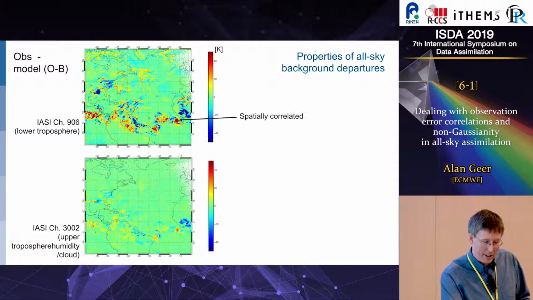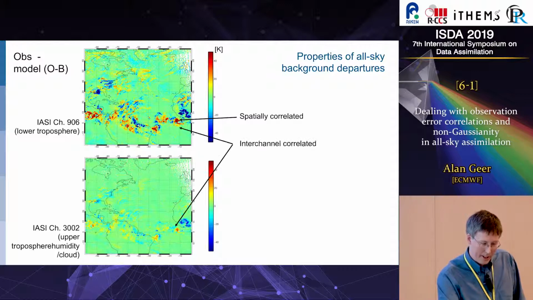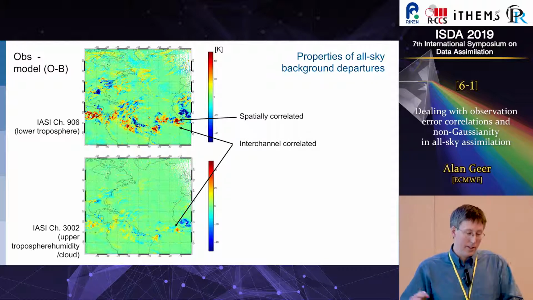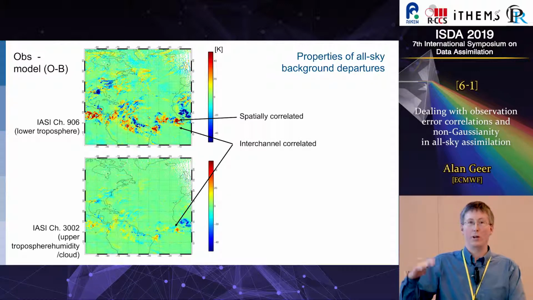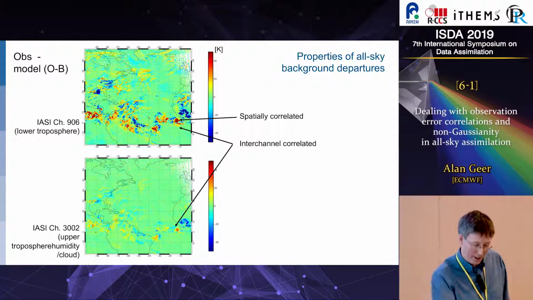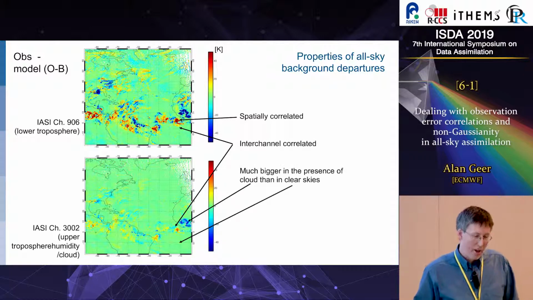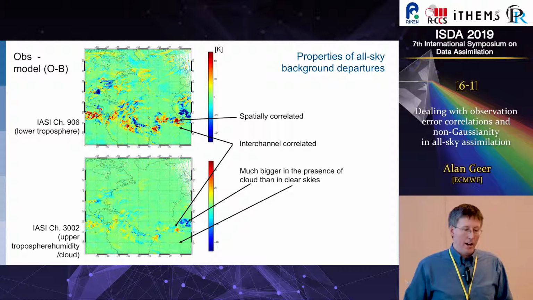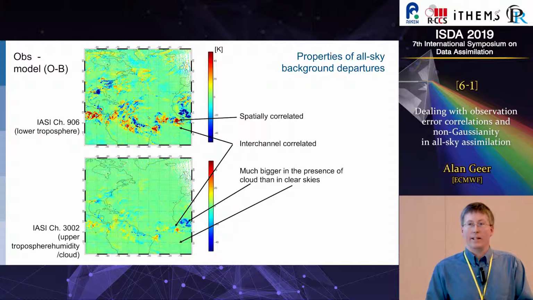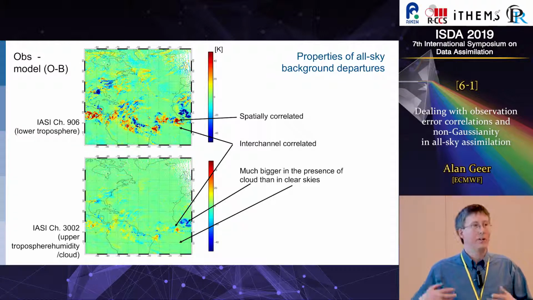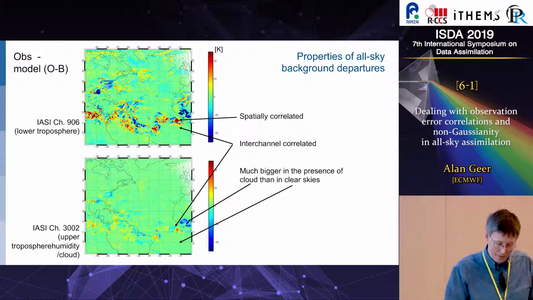But whatever these errors are, you can see they're spatially correlated, they're interchannel correlated, so a low peaking channel and a high peaking channel both see the same cloud, and they both see the same cloud errors. And they also have this property that in the presence of cloud, the errors, whatever they are, are much bigger than they are in clear skies.